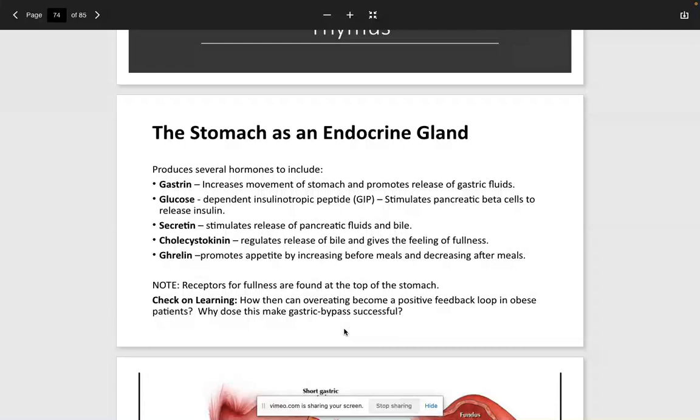CCK, cholecystokinin, causes the gallbladder to contract, C for contract. Ghrelin is growling because why? It's because we're hungry. We're increasing our appetite before the meal, and it decreases after.